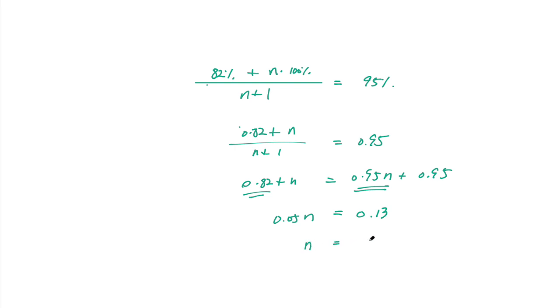So n is, right, if you multiply both sides by 100, you get 5 and 13, so n is equal to 13 over 5. So I get 2.6, which means with 2, we won't get to 95. With 3, we will go a little bit over 95. But in real life, you can't write half of a test. So you need 3 tests at the 100% mark.